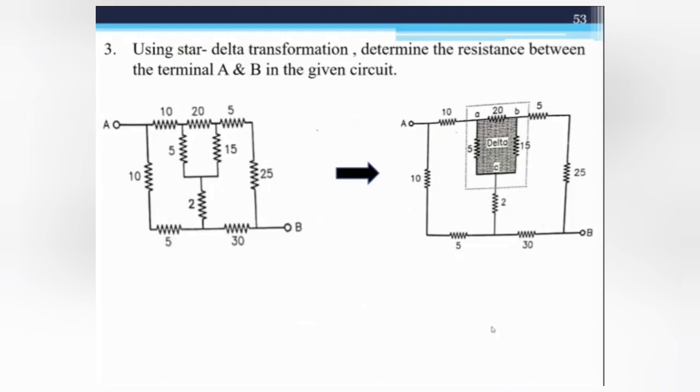Now find the equivalent resistor between terminal A and B using star delta transformation. Right. So this is your circuit. Now in this circuit there is a delta present, right? Between 20, 15 and 5. This one. So first of all, we give the numbers A, B and C, right? So the first step is to convert this delta into the star form, right?